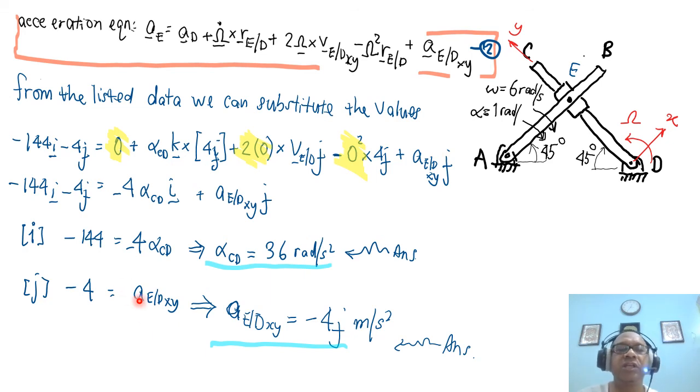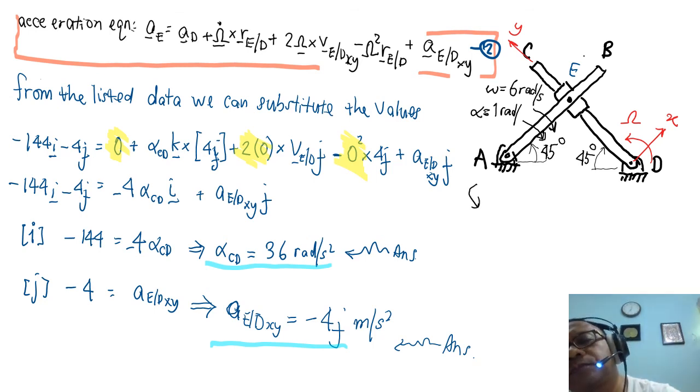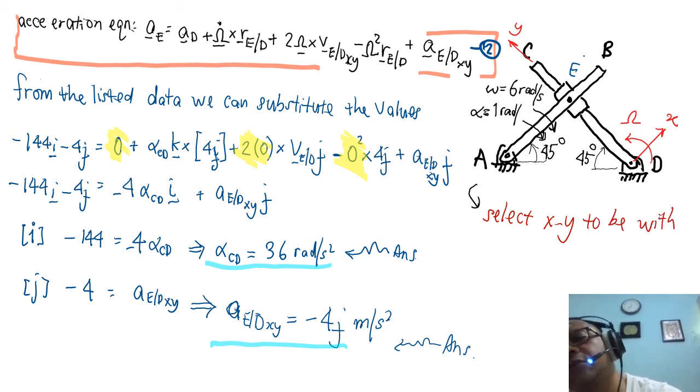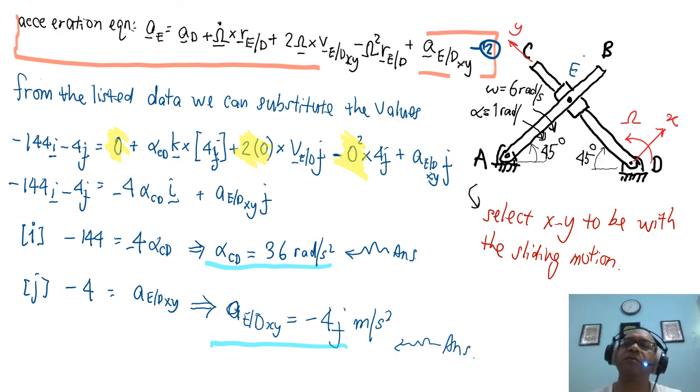So the key thing here is to select your rotating axis to be with the sliding motion. So maybe we should write down a lesson here: select xy to be, that is, xy is to be with the sliding motion. Okay, so I'm going to give a bit more explanation on this. Why?